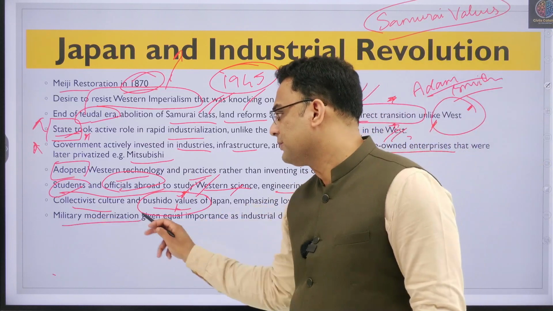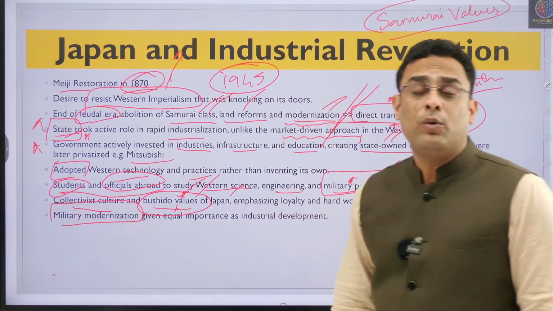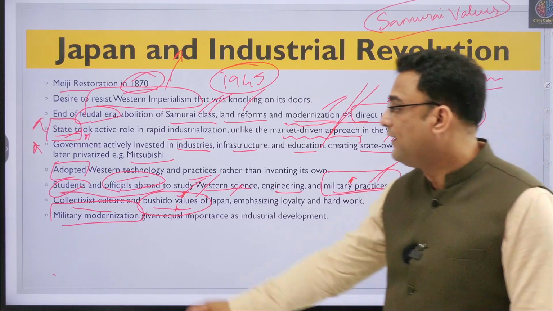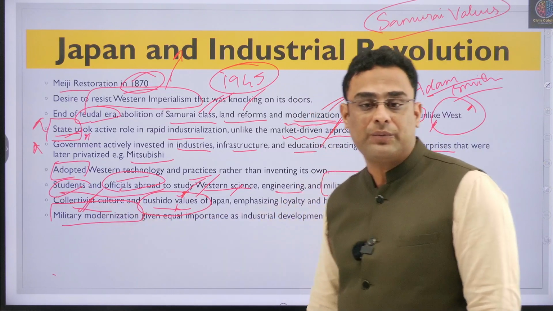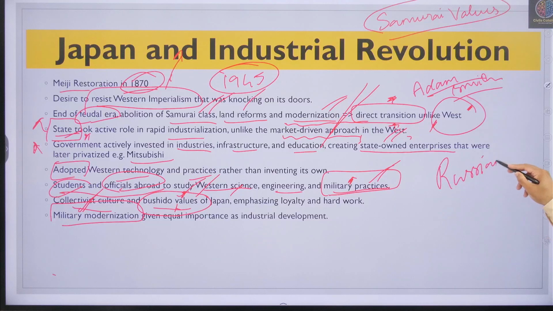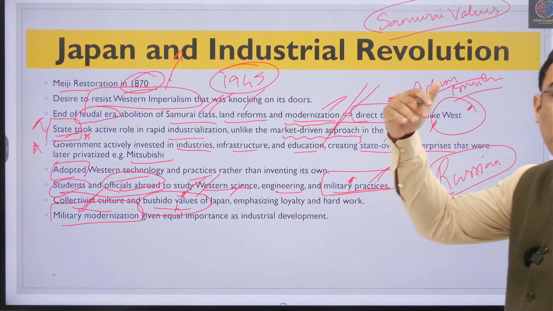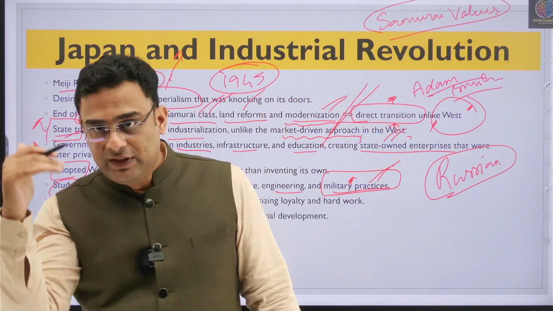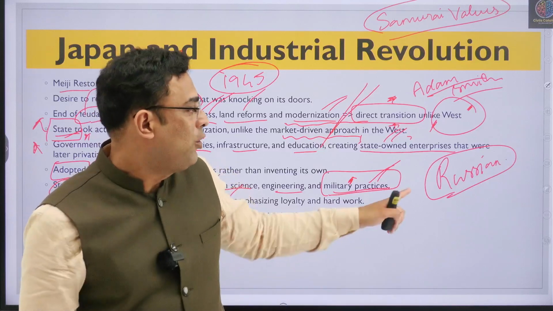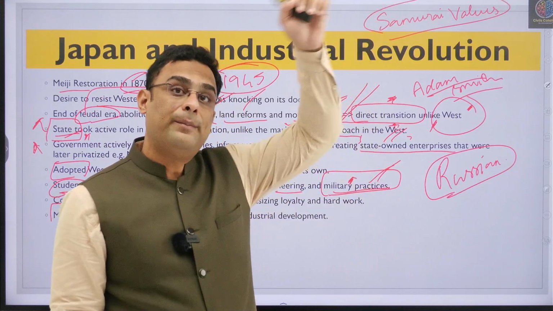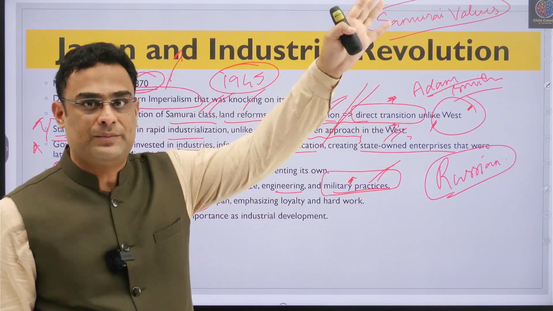Military modernization. Japan was not only focusing on industrial development, it was also focusing heavily on military modernization because it was threatened. ऊपर से Russian Empire बढ़ रहा है. Russians wanted to take control of Manchuria, Northeast China, और वहां से वो नीचे नीचे की तरफ आ रहे थे. Russia always wanted access to warm waters. उनके पास ऊपर बड़ी कोस्ट लाइन है, but that remains frozen.